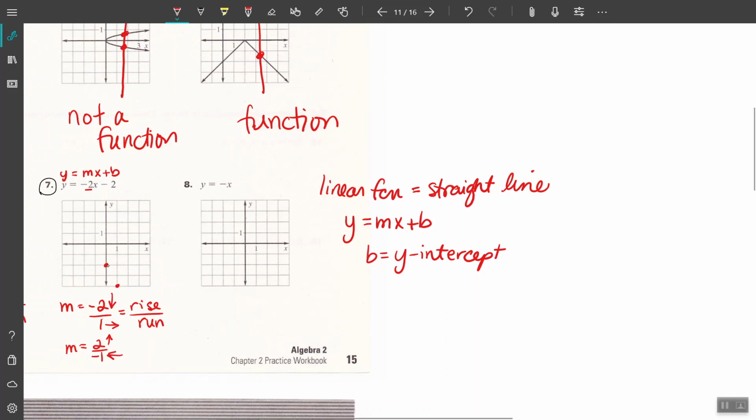So I'm going to start with my y-intercept again. Make sure you're always starting with your y-intercept when you're doing these. Now I'm going to go up 2, and I'm going to go to the left 1, and then I will connect the dots on that as well.